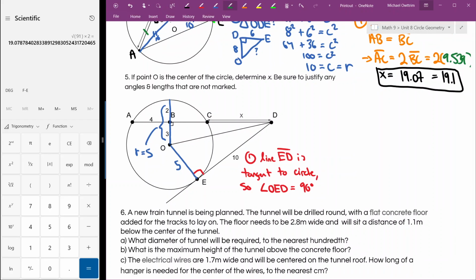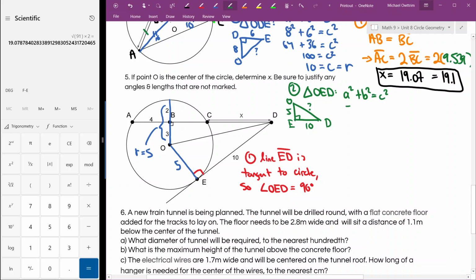The next thing I'm going to do is solve for the length of this line here, O to D, and to do that I'm going to look at the right angle triangle that involves that line, which is this guy here. So let's look at triangle OED, and let's solve the Pythag for that triangle. We got our right angle, we figured out that's 5 from the radius, and this is 10 from the diagram, and let's figure out that side there.